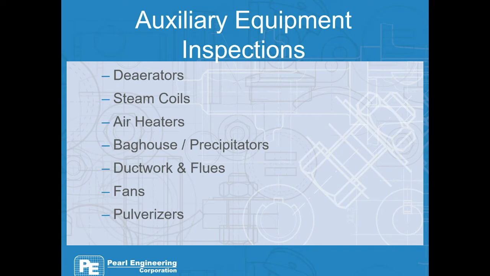Baghouse and precipitators should be inspected periodically to make sure they're in good standing, and check your ductwork and your flues. You could have some sort of resonance that you didn't even know existed. You could have damaged internal supports. It's a good idea to inspect your fans and stay on top of your pulverizer maintenance if you do have a pulverized coal unit.